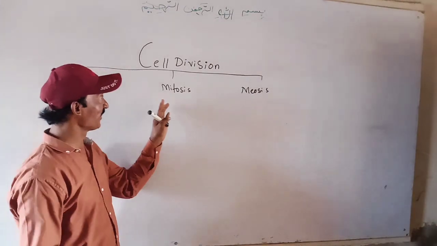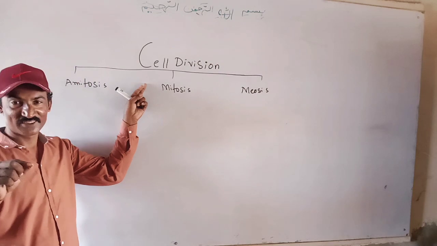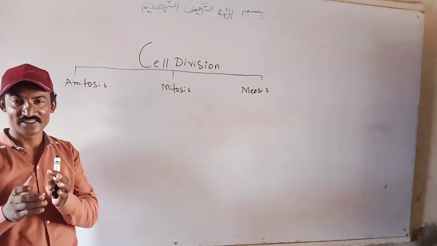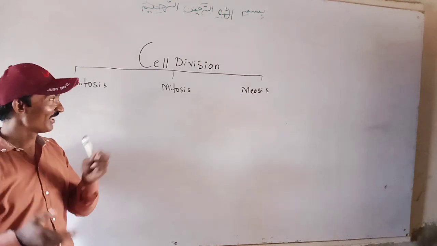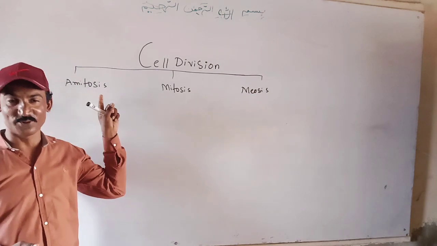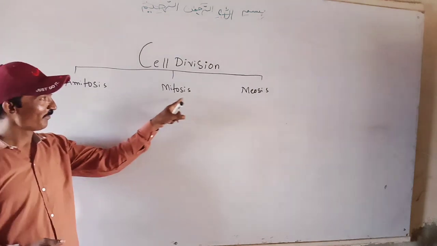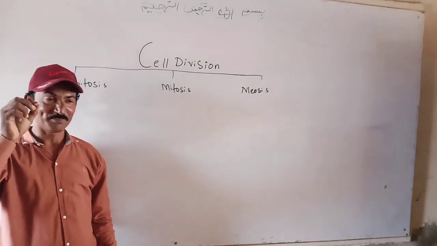We have cell division. The division of a cell is called cell division, in which a number of cells divide. There are three types of cell division in front of you, which you can see here: amitosis, mitosis, and meiosis.